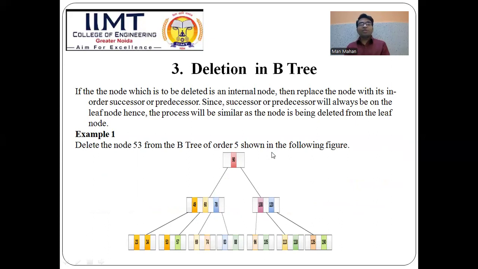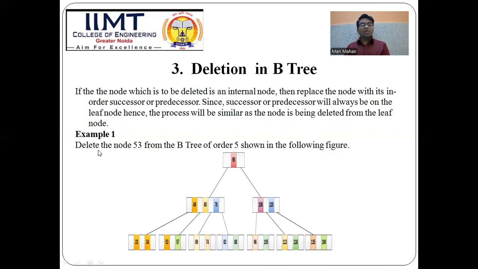Now we take a particular example for deleting from a B tree. If the node to be deleted is an internal node, then replace the node with its in-order successor or predecessor. Since the successor and predecessor will always be in a leaf node, the process is similar to the node being deleted from a leaf node. Now we take a particular example to delete a node. Here in the figure, the root node is 90, and the left subtree and right subtree are also shown here.